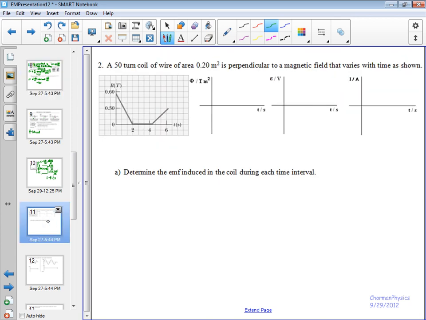So what is this negative sign? Well, we're going to talk about it a little bit, but let's just talk about the EMF. There's some graphs here. Let's solve a few more examples before we get to Lenz's law.